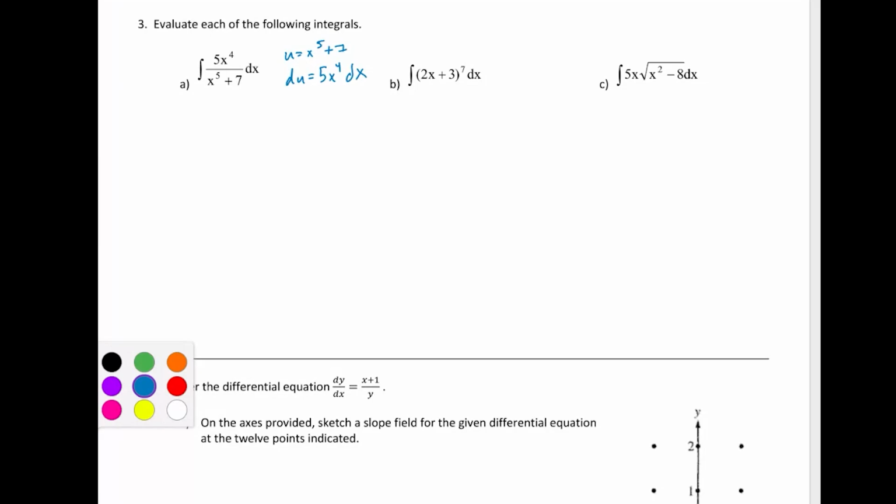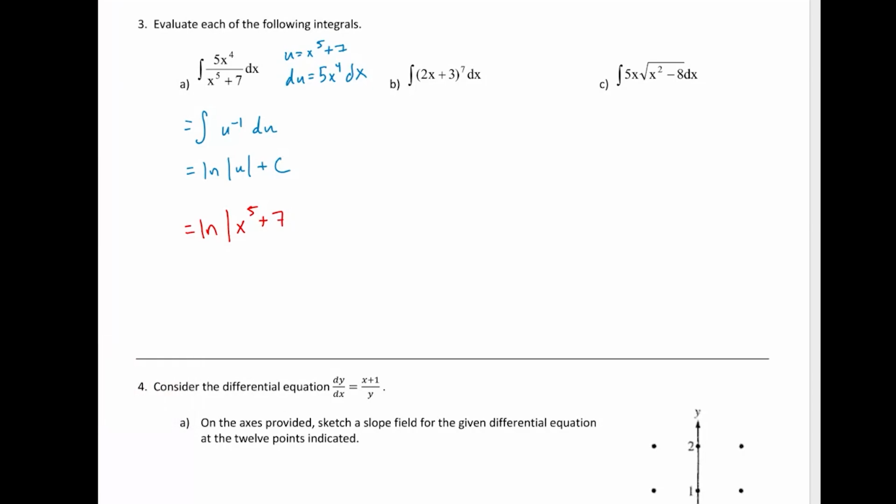So we can go ahead and write this as the integral of 1 over u, that's u to the negative 1, du. Now we've done so many of these at this point that I really hope that you can integrate that without any trouble at all. It's going to be the natural log of the absolute value of u plus c. And since we determined that u was x to the 5th plus 7, we can write this as the natural log of the absolute value of x to the 5th plus 7. That should be an absolute value bar, plus c.